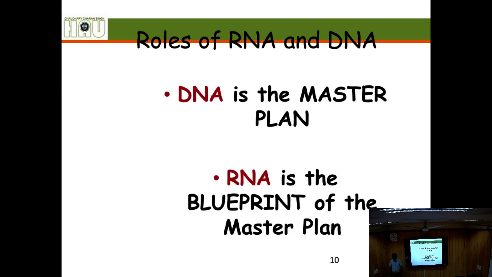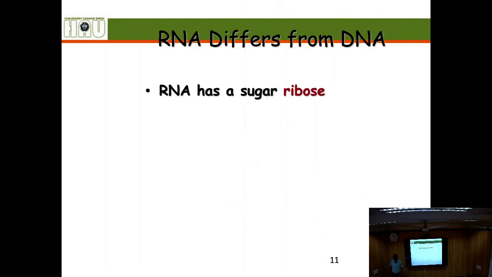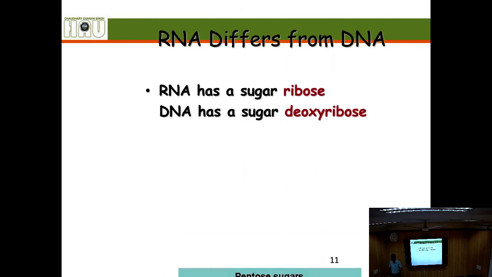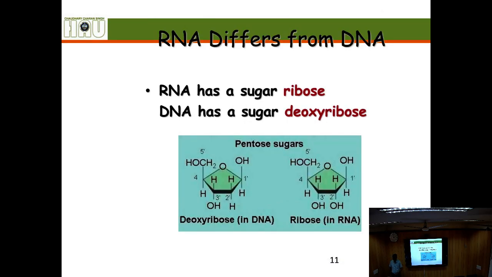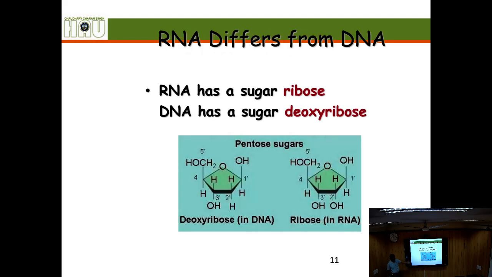So together we can say the DNA is the master planner of protein synthesis, and the RNA is the blueprint of that master plan. This is just to show the basic difference between the RNA and the DNA. The DNA has a deoxyribose sugar, and the RNA has a ribose sugar, in terms of the pentose.